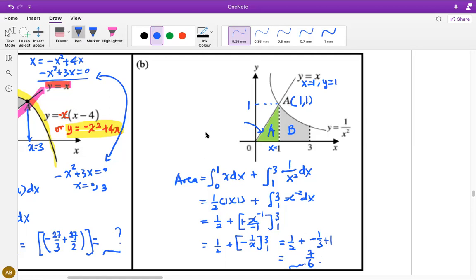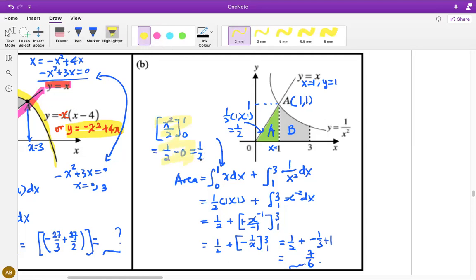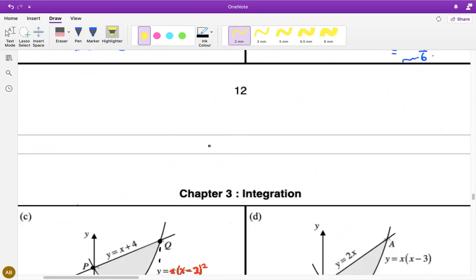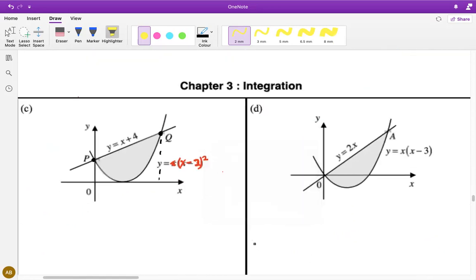Maybe some of you will ask, teacher, where do you get this? This one is the area of the triangle, that is 1 over 2 times 1 times 1, so you get half. If you use integration, you get x squared over 2 from 0 to 1. Therefore, you also get 1 over 2 minus 0. You also get half, okay? Same method. So if you see a rectangle, then you can use the area of a rectangle. Then we go to C.